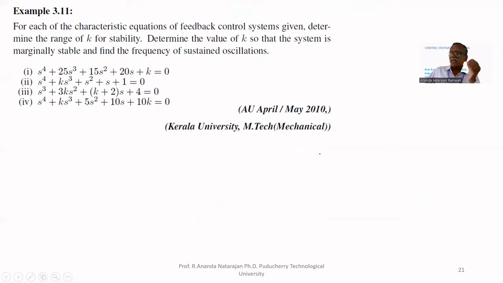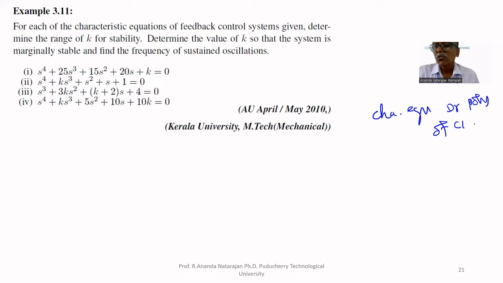For each of the characteristic equation means what? Denominator polynomial of closed loop system. Then only we can call it as characteristic equation. Denominator polynomial of characteristic equation means denominator polynomial of closed loop system, generally.